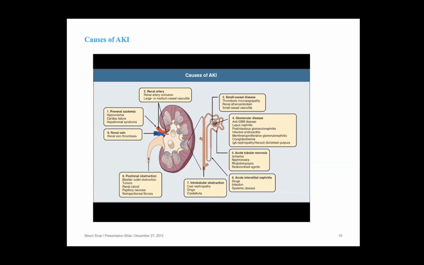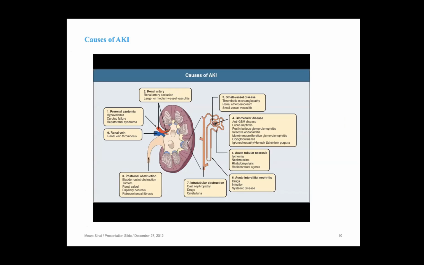We all know from medical school, there's your pre-renal, renal, and post-renal, and this slide kind of summarizes it. You have your pre-renal azotemia, which is hypovolemia, cardiac failure, hepatorenal syndrome, or something in the renal artery or renal vein, which can also be pre-renal, because that's before the juxtaglomerular apparatus.